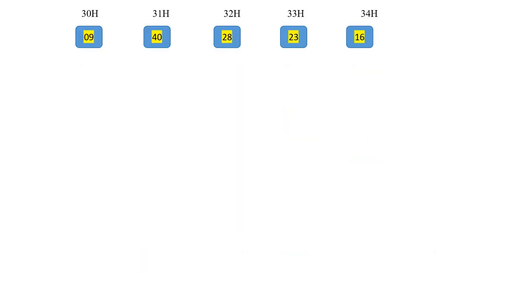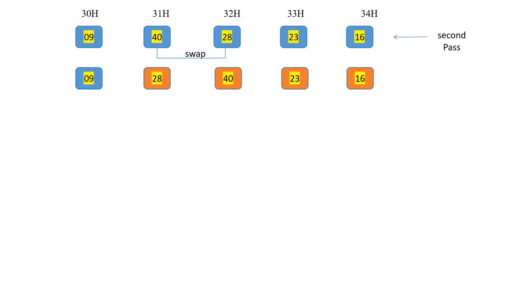Now we'll take the second pass. In the second pass, this 9 will remain as it is because it is already arranged. Then we will compare the number present at the 31H location with all the numbers present in the other locations in steps. So first we'll compare 40 with 28. 28 is smaller. A swap is needed. Therefore, 28 will be at 31H, and 40 will be in 32H. And the remaining numbers will remain the same.